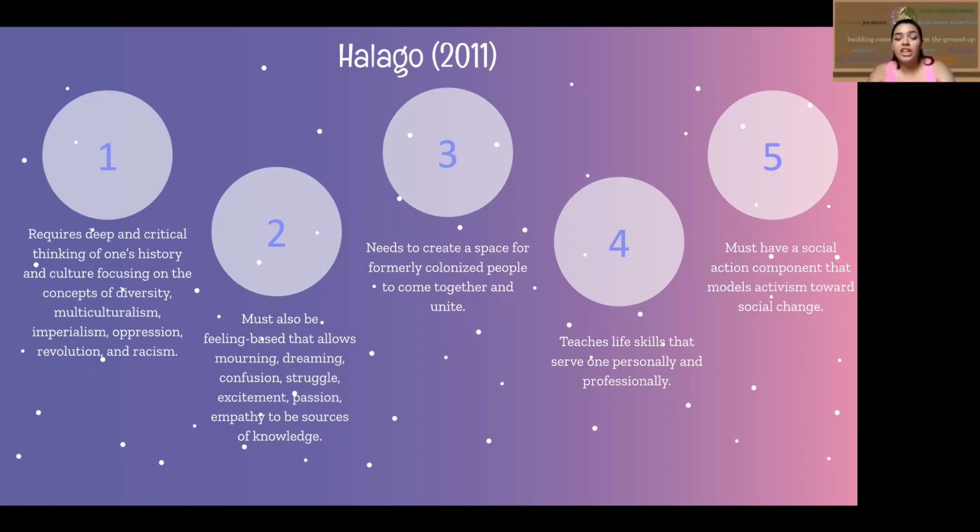It needs to create a space for formerly colonized people to come together and unite. It teaches life skills that serve one personally and professionally, and it must have a social action component that models activism towards social change. So, like I mentioned before, it's about naming these things, knowing what multiculturalism, imperialism, and oppression are, using your own experiences, your own mourning, confusion, and struggle to understand these things, having the space to do these things, and really being able to apply it to yourself, your community, and moving forward, making change based on these things.